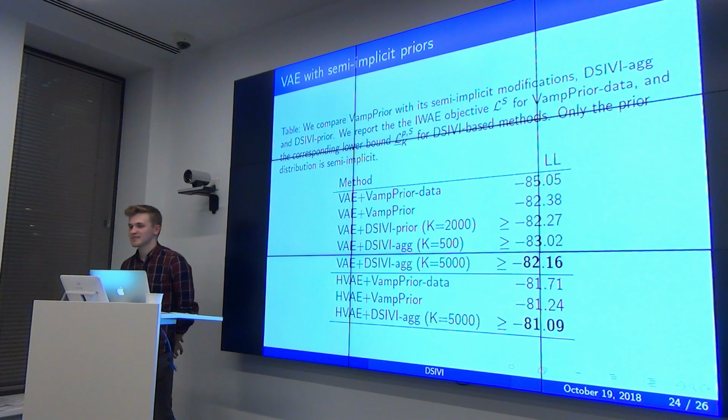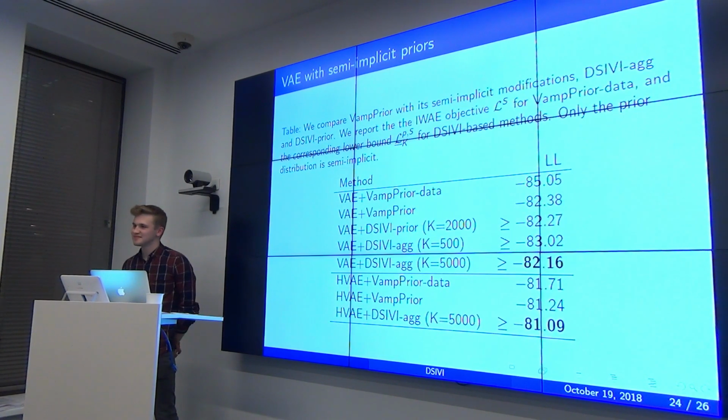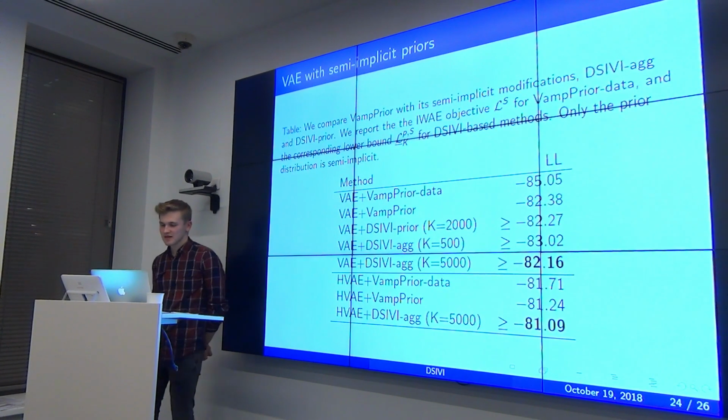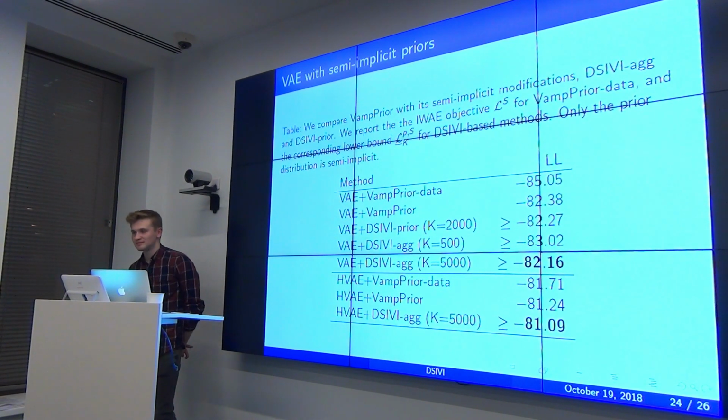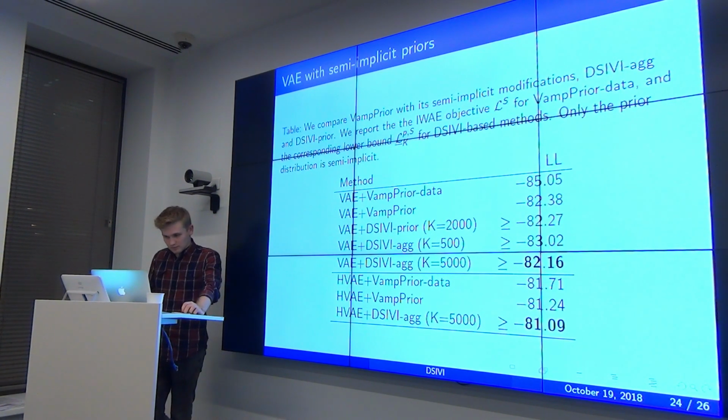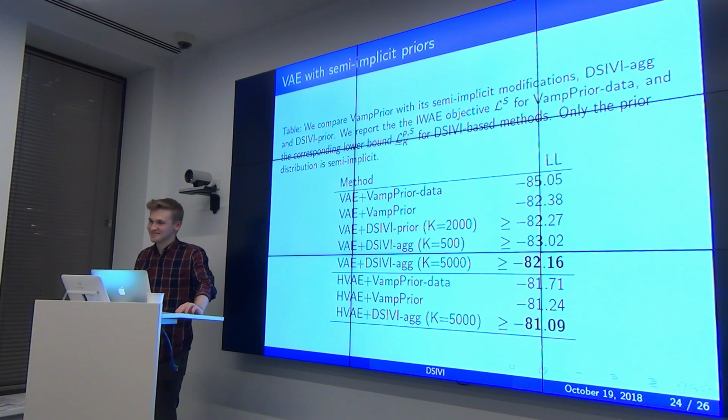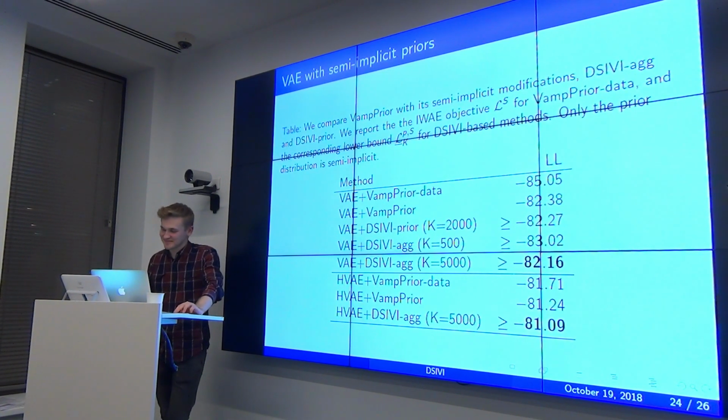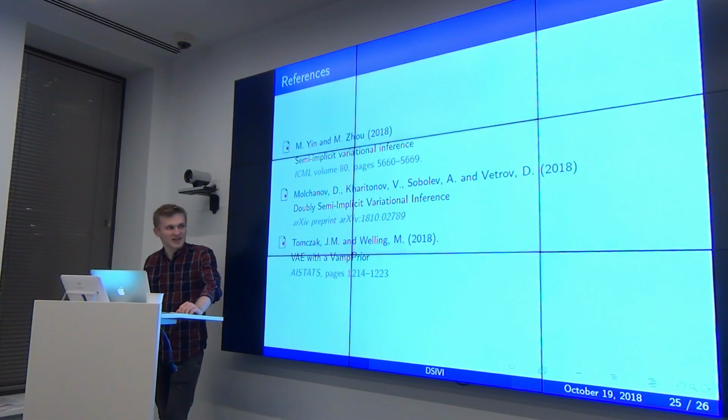This is ELBO, negative. Is lower better, or higher? Higher is better. It is negative, so this is just ELBO. I'm just trying to understand whether the bound is on the right side or the wrong side. You're trying to maximize ELBO. Yes, and so the bound is higher than minus 82.16. And the result for VampPrior is 82.38, which is lower than our lower bound. So it means that it's good. Possibly it's even more, but we can't tell you for sure how much.